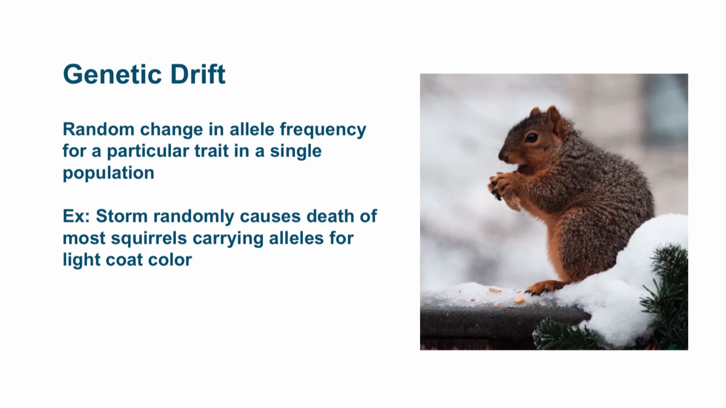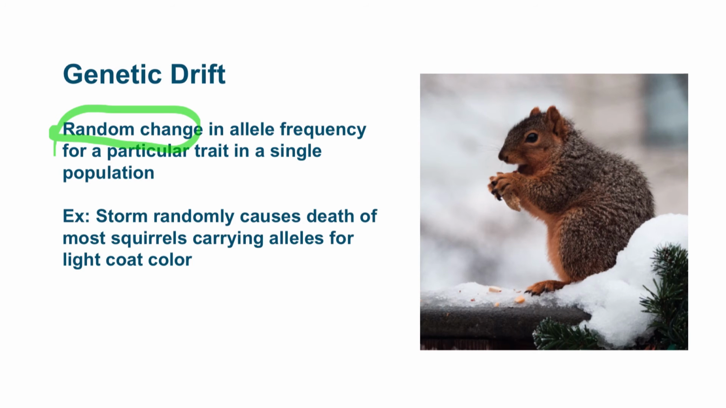And then we have the concept of genetic drift, which is the way that a gene pool in a population can change, but it is due to something random. With natural selection, change in the genes in a population is not random at all. It's the result of which individual is best adapted to its environment. That one's more likely to survive and reproduce. But with genetic drift, there's a random change in allele frequency for a particular trait in one population.